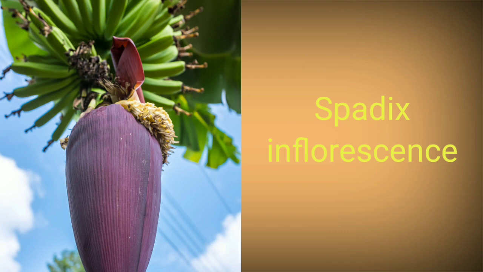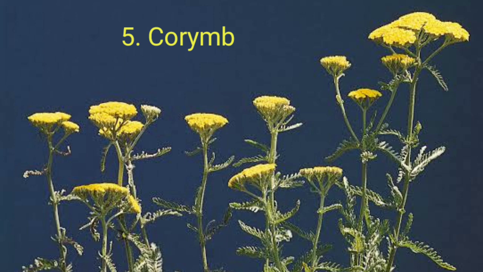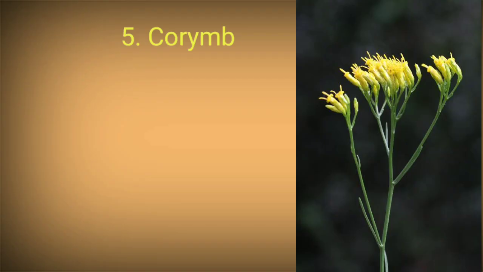Then comes corymb. Now corymb is a modified raceme with a relatively short peduncle, in which the lower flowers have much more elongated pedicels than the upper ones. So here the flowers come to the same level. Here we can take the example of Iberis amara. In common English, it is called candytuft.